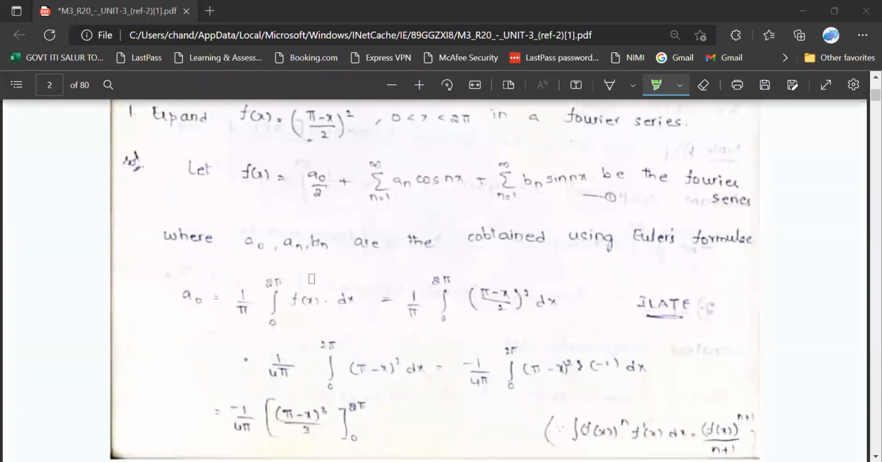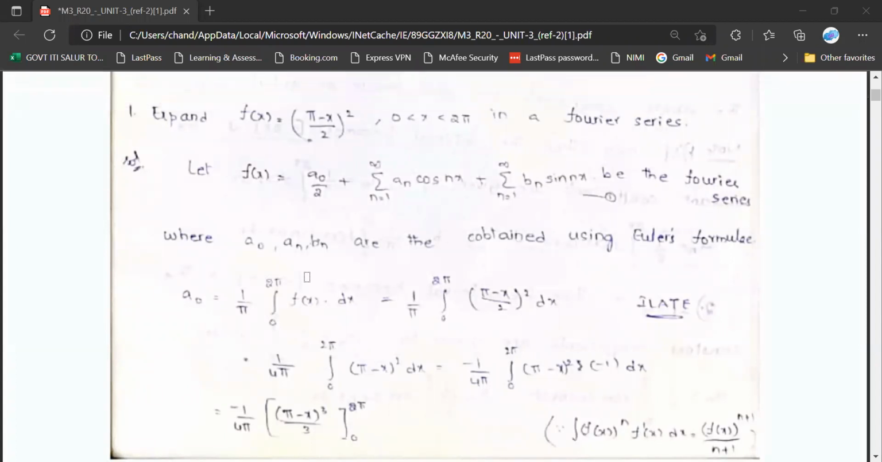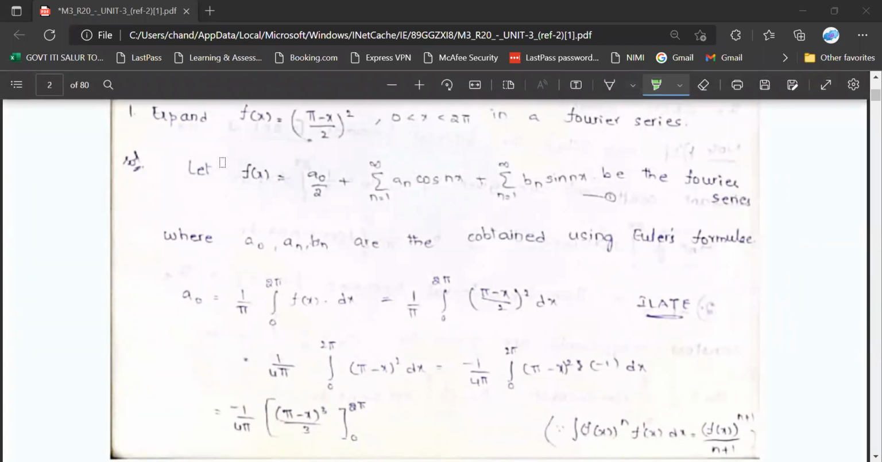Hi friends, today we are discussing the Fourier series. In the Fourier series, we are discussing a long answer question, that is, expand f of x is equal to (pi minus x) by 2 whole square, where x lies between 0 and 2 pi, that is, 0 is less than x, and x is less than or equal to 2 pi.